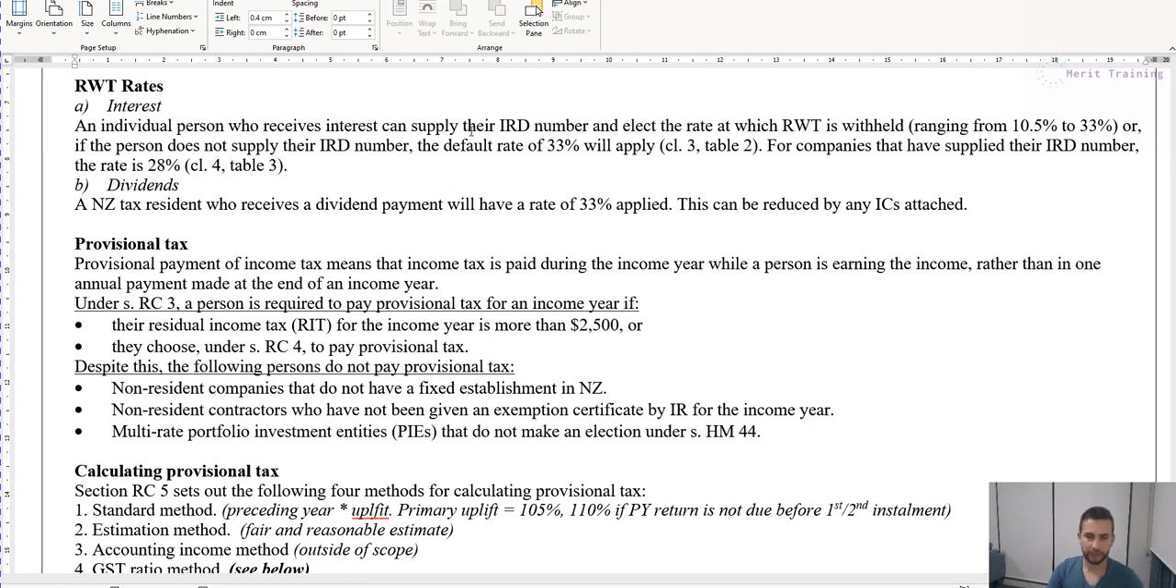So under RC, a person is required to pay provisional tax for an income year if their individual income tax for the year is more than $2,500, or they choose to pay provisional tax. But the following people do not pay provisional tax: non-resident companies that do not have a fixed establishment, non-resident contractors who have not been given an exemption certificate, and multi-rate investment entities that do not make an election. Now, if you're not sure what these are, we're going to cover this later on in these notes. It gets a little bit challenging when we start talking about this stuff, but don't worry about it too much for now. You can just memorize these ones.